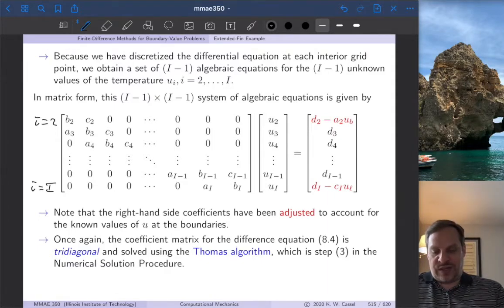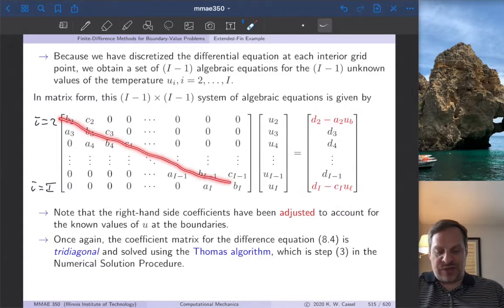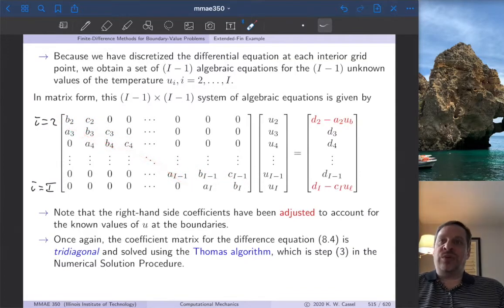And you'll notice I've highlighted in red the D's, the right-hand sides of the first and last equations that include the two boundary conditions at the tip and at the base. All the other ones in the middle from 3 through capital I minus 1, those are all just the general equations A, B, C, all the way through. So we've adjusted the right-hand sides to account for the known values in the boundary conditions. This is clearly tridiagonal. We have the B's down the main diagonal, C's down the upper, A's down the lower diagonal. So we can solve this using the Thomas algorithm, which we discussed back in, I believe it was section 3.2, I think, if I remember right. So we discussed how to solve these tridiagonal systems using the Thomas algorithm.